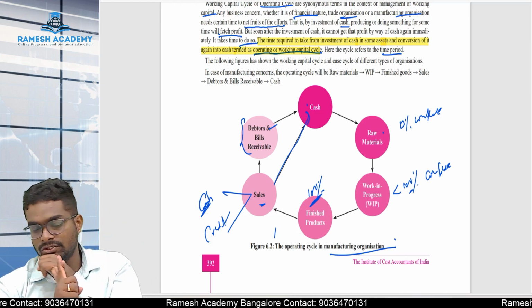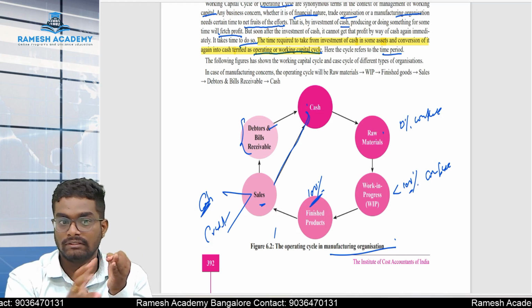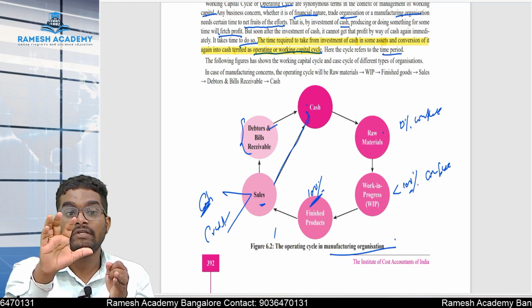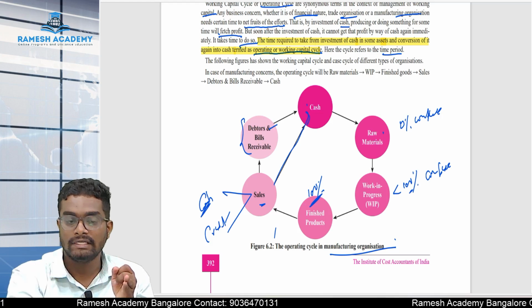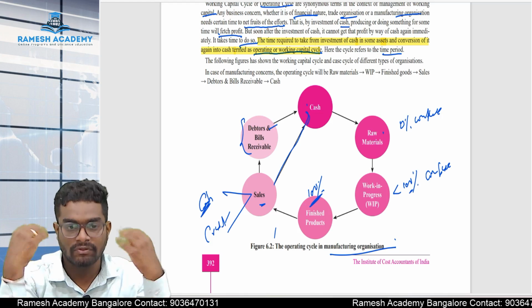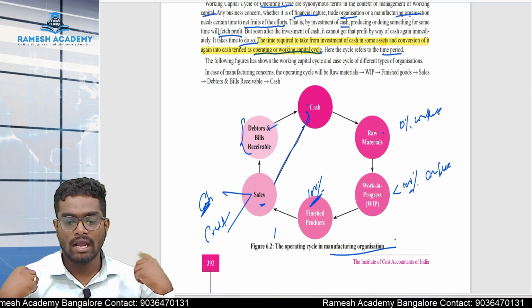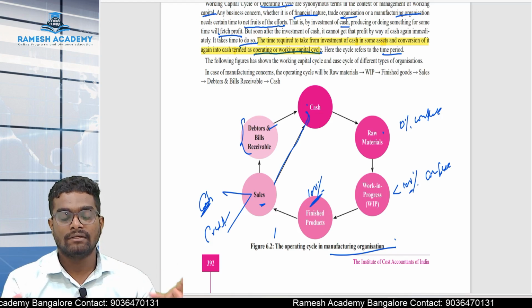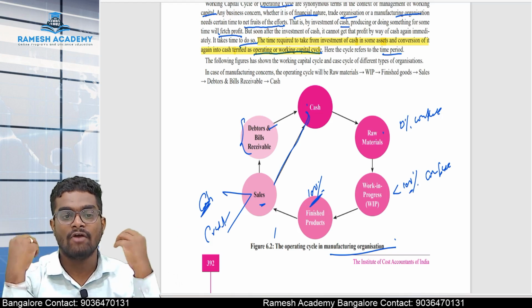First, I'll buy the stock. I'll work on it. Then it will become WIP, which is not 100% complete. And when it is completed, it will become finished goods. Finished goods, I can't keep it for myself. I have to sell it in the open market. What I'll do? I'll go to the open market, sell it. What is that? Next step is sales. I have made the sales.